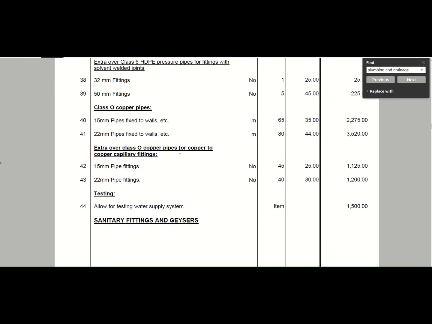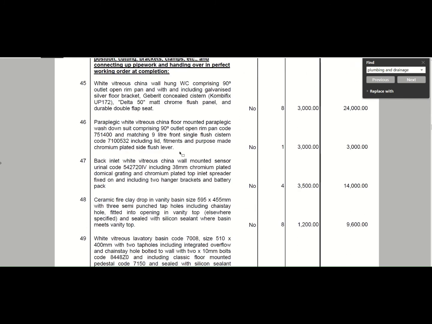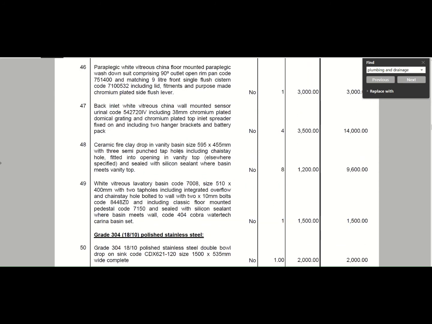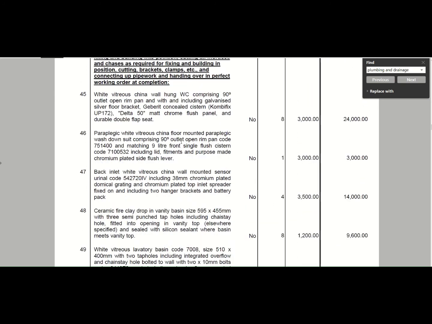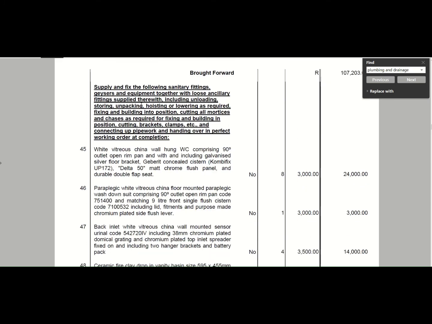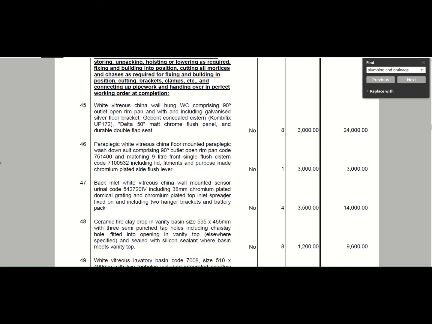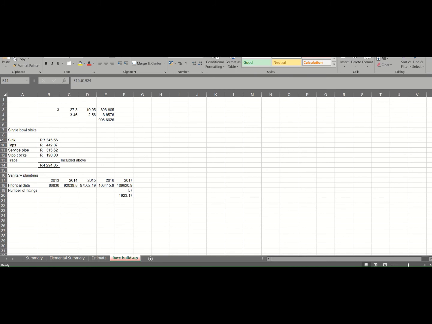Then what you need to do is identify all of your items. Okay, so in this instance, we've got our sanitary fittings, we've got our china wall-hung WCs, paraplegic WC, back inlet white sensors, etc. Okay, so what you do is you take all of those components and you do your estimation, and then you do your rate build-up in a similar way as all the others.